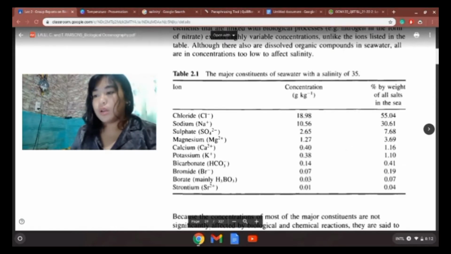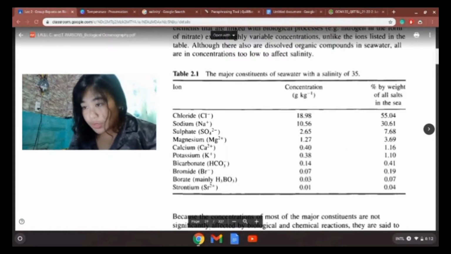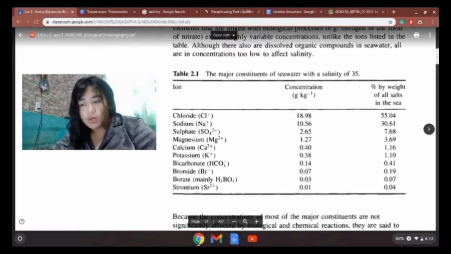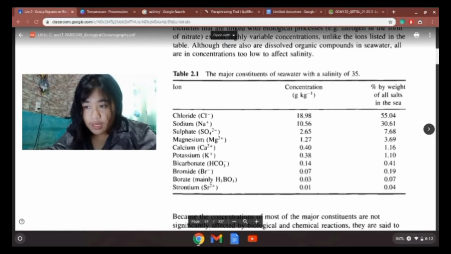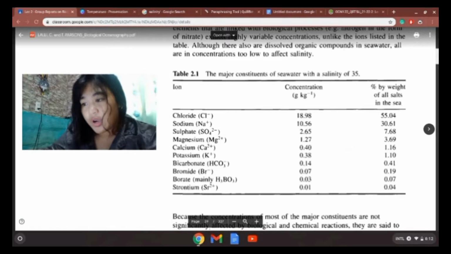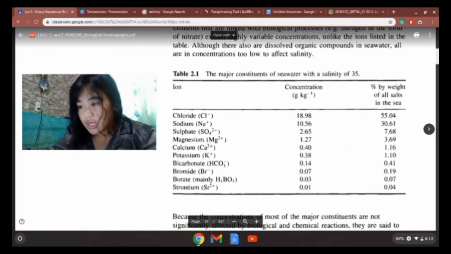I'm going to show you the major constituents of seawater. Here is the chloride, 18.98 by concentration, and by the percent of weight of all the salts in the sea it is 55.04. On the other hand, sodium is 10.56 in concentration, and by the percent of the weight it's 30.61. The sulfate is 2.65 in concentration, and the percent is 7.68.